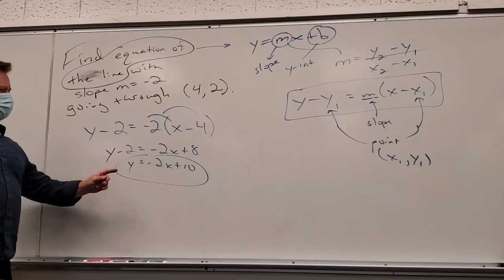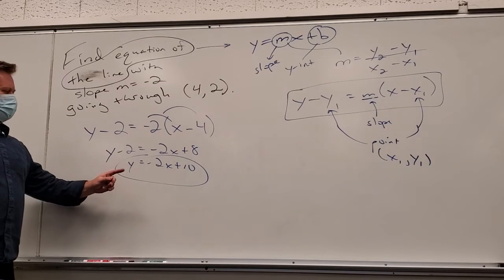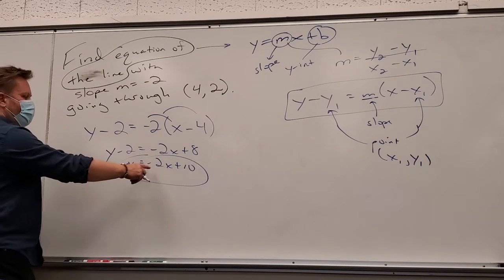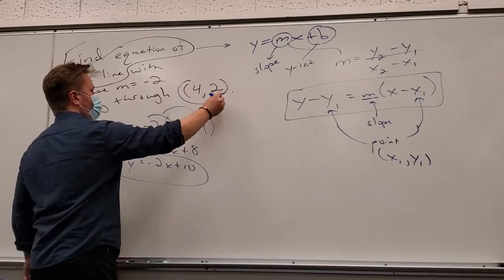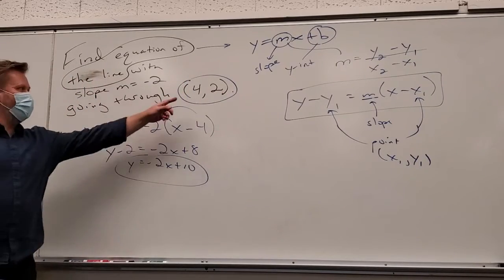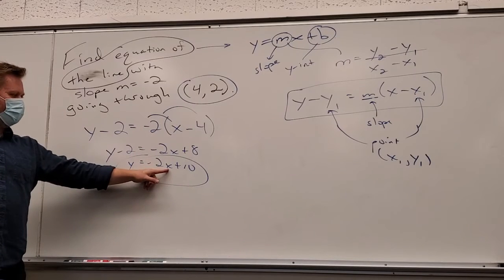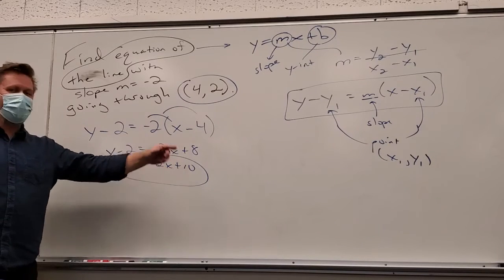And how do I check my work? What's supposed to be true? No, not x equals 0. This line is supposed to go through this point, correct? Okay. So when x is 4, is y 2? When x is 4, negative 2 times 4 is negative 8 plus 10 is 2. Yay.